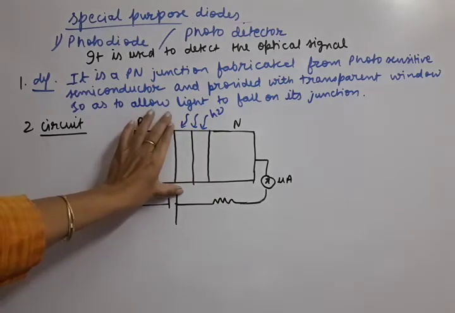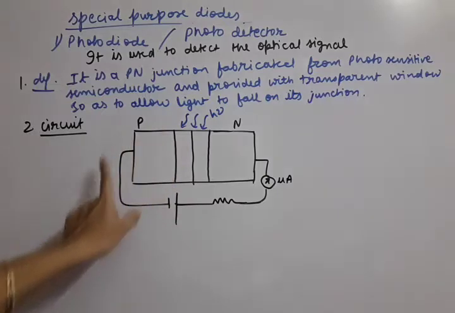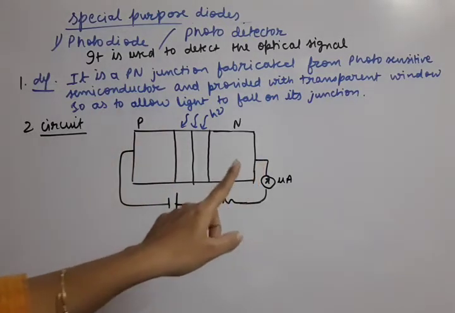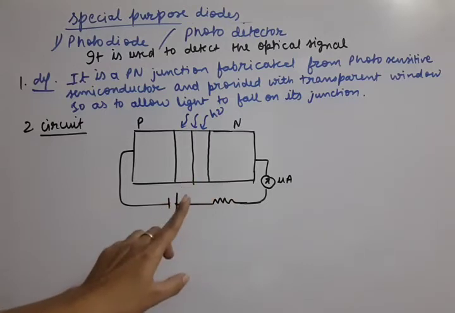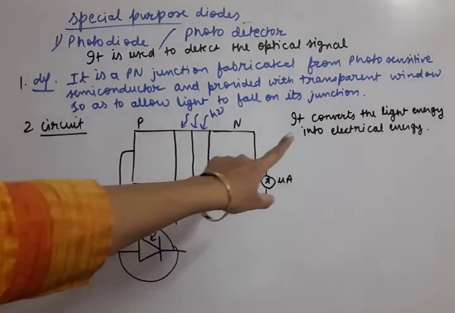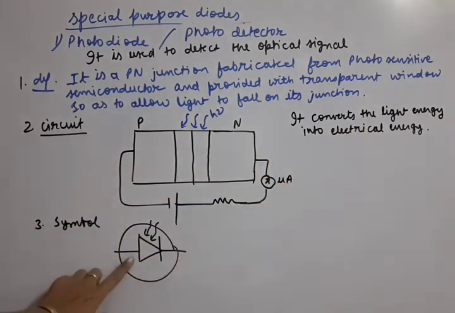A photodiode is that device which, as soon as it receives light, will conduct current. So in a way we can also say that a photodiode converts light energy into electrical energy. Based on this operation, we can make the symbol of the photodiode this way. We have to show a PN junction because it is basically a PN junction only, and then we have to show light falling on it. As soon as light falls, its operation will start, that it will conduct current.